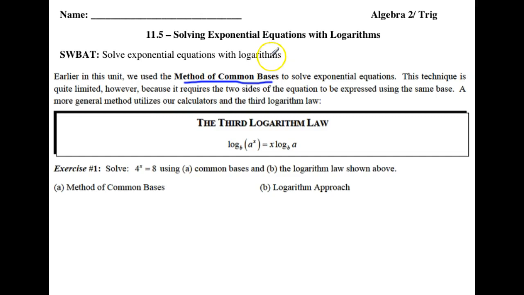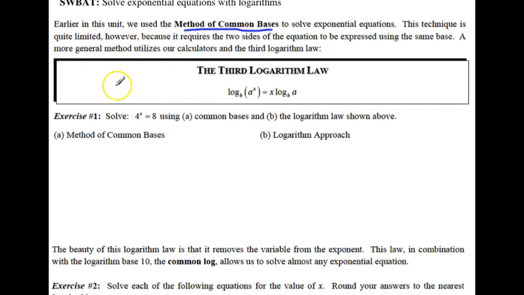Now today we're going to use a more general method and our calculators, of course, and our last logarithm law, which is the power law. This is our power law. You should remember this from previous lessons. So the first one says, how do we solve 4 to the x power is equal to 8?